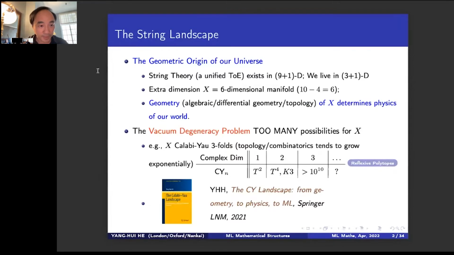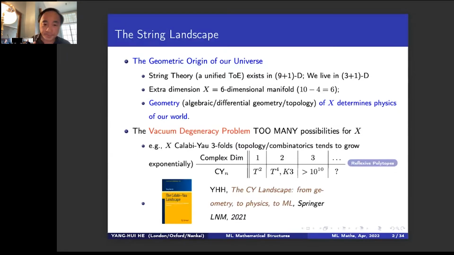But there's a big problem. Everything comes with a price. It is a proposal that solves the theory of everything. But the biggest theoretical challenge of this whole paradigm of string theory, and of particular interest to mathematicians, is the so-called vacuum degeneracy problem, in the sense that there are simply too many possible solutions for this X. And I'm talking about a lot. We're talking about 10 to the 10 to the something number of solutions.